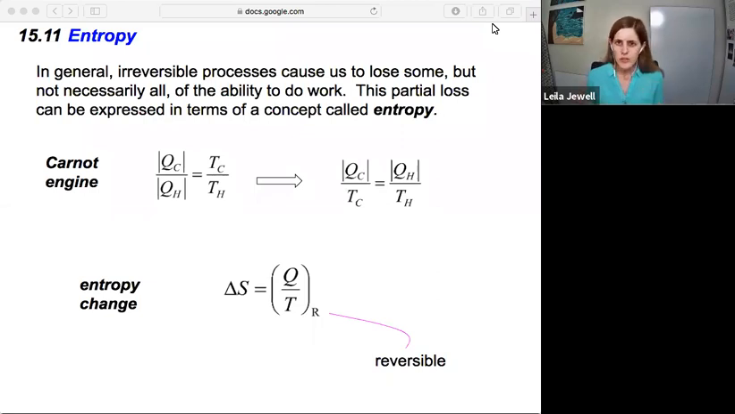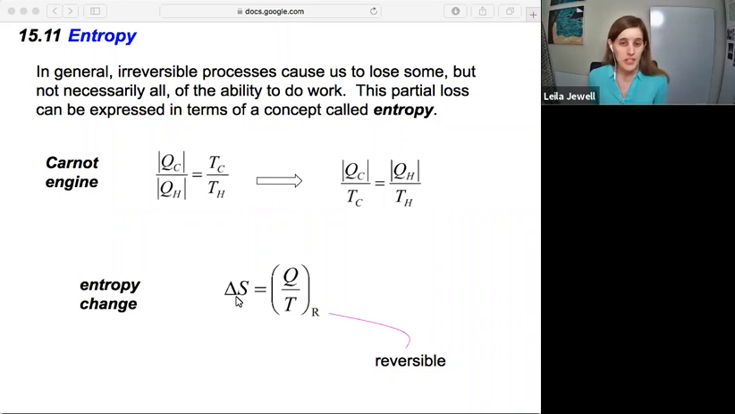To introduce the idea of entropy, let's first remember our Carnot engine, where we had the relationship QC over QH is equal to TC over TH, the ratio of the cold to the hot heat equals the ratio of the temperatures. We could rearrange it to be QC over TC is equal to QH over TH. We're going to use this type of quantity for entropy. We're going to say the change in entropy is equal to Q divided by the temperature. Entropy we're going to use a capital S for.